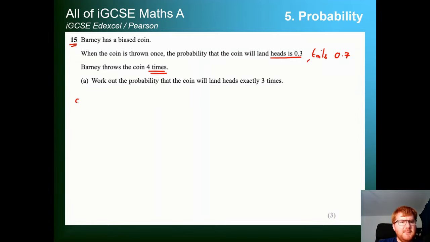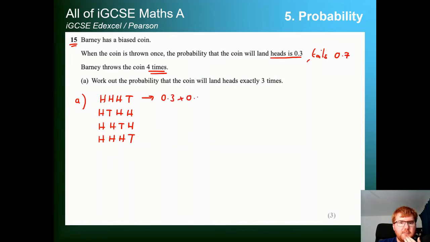So let's think of the combinations here rather than using a tree diagram. So we have heads, heads, heads, tails; heads, heads, tails, heads; heads, tails, heads, heads; tails, heads, heads, heads. So there are 4 combinations where it lands heads exactly 3 times. To work out one of these, again, the probability doesn't change from throw to throw. So that's going to be equal to 0.3 times 0.3 times 0.3 times 0.7.